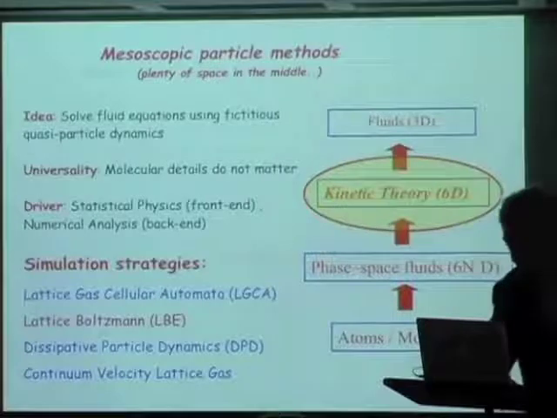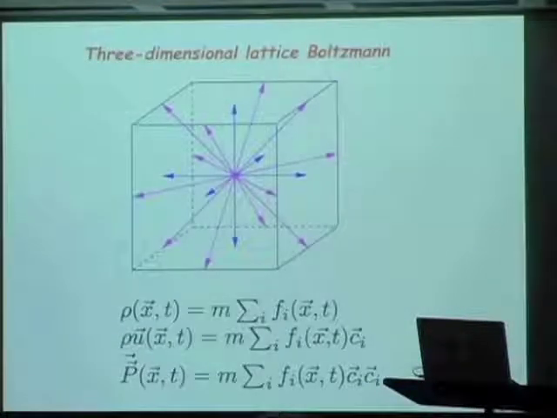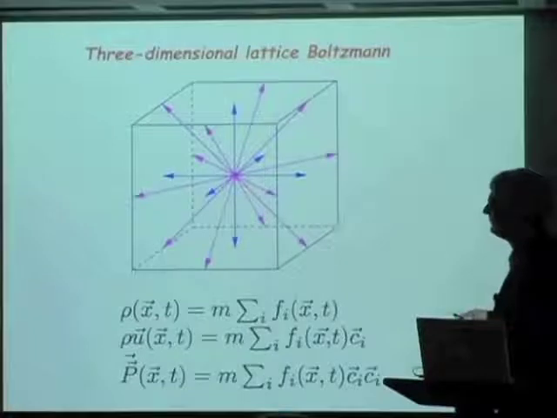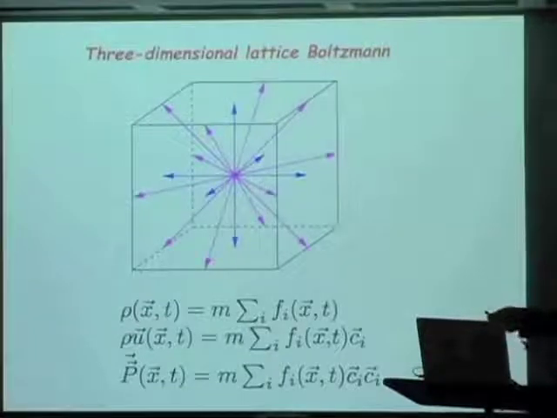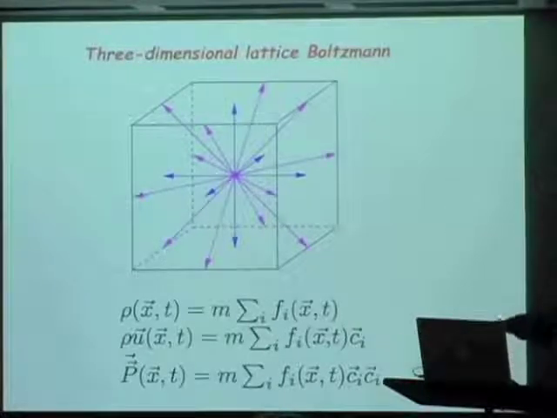How does it work? Just to give a little bit of the flavor of the method, essentially you are living in a crystal like this, and on each lattice site, remember yesterday I was talking about kinetic theory and molecules. In a normal fluid, molecules would move anywhere in space, so you have full rotational symmetry. In this game, you constrain the molecules to move just along the links of this lattice.